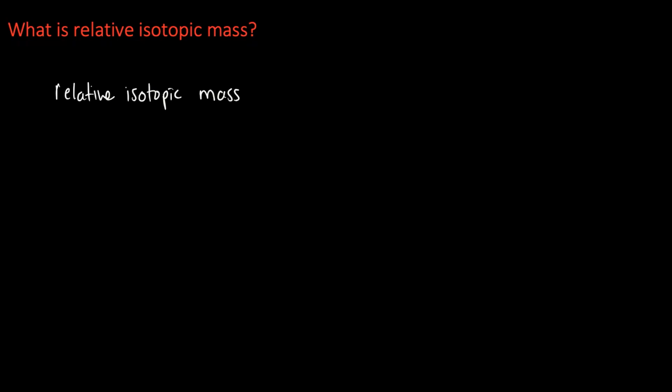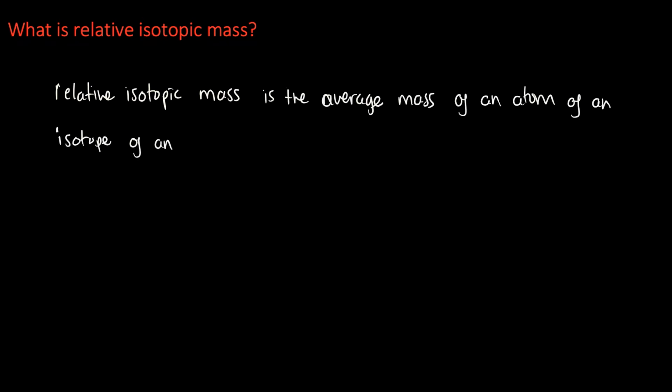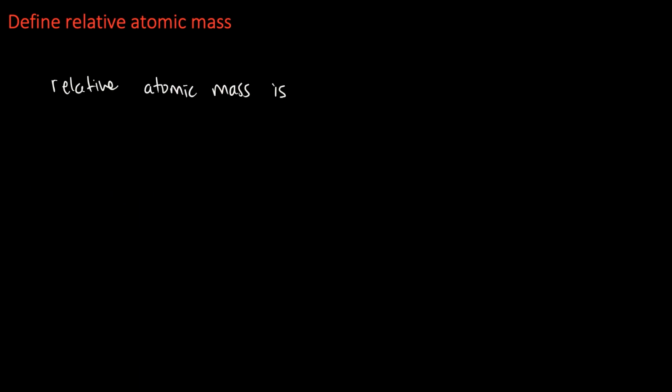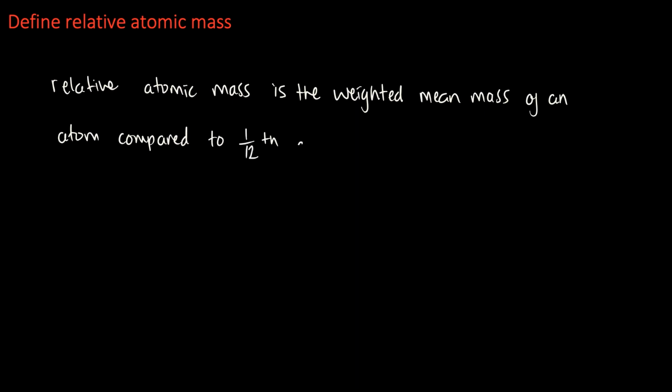Relative isotopic mass is the average mass of an atom of an isotope of an element, compared to 1/12 of the mass of an atom of carbon-12. Relative atomic mass is the weighted mean mass of an atom compared to 1/12 of the mass of an atom of carbon-12.